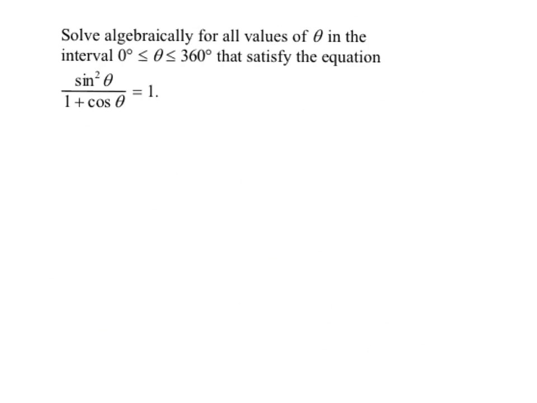Solve algebraically for all values of theta in the interval 0 to 360 that satisfy this equation. Okay, so a couple things you could do right off the bat. One easy thing you could do is probably put this over the number 1, and you could do a nice cross multiply. 1 times sine squared, so I've got sine squared theta, equals 1 times 1 plus cos, which is 1 plus cos theta.